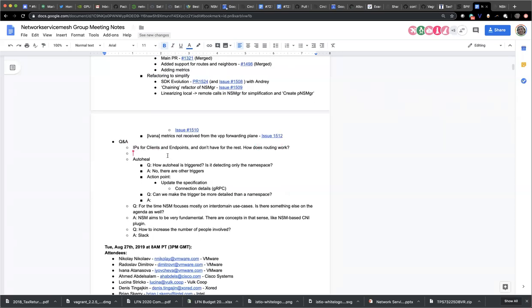So questions were IPs for clients and endpoints, and they don't have any for the rest in the chain. So people are asking how routing works. What do we want to do in these scenarios? Are we going to answer them here, and then we can link them back to a recording at a future time? Or another option that I think would be a bit better might be just to copy these questions to a Google Doc, and then we can have a readout in the Asia meeting. That way we get data flowing to and from. What do the folks think who are actually in the Asia meeting?